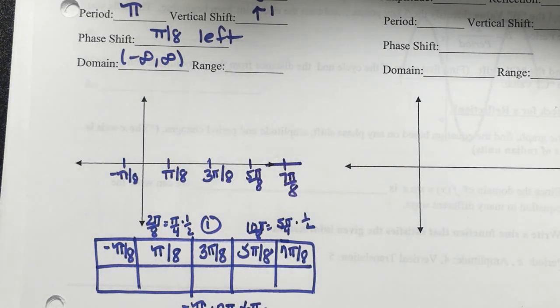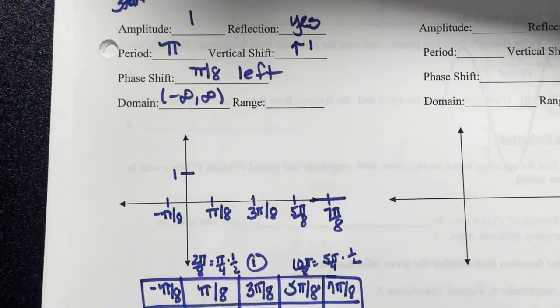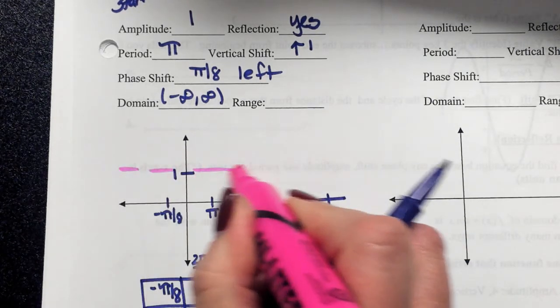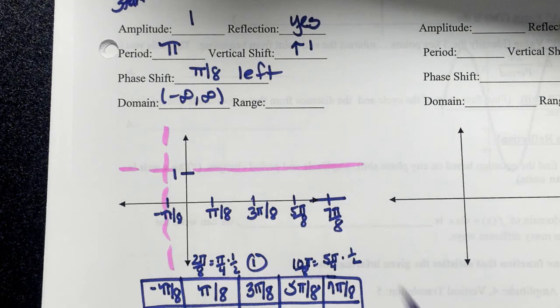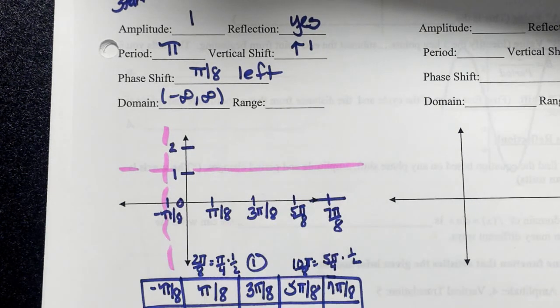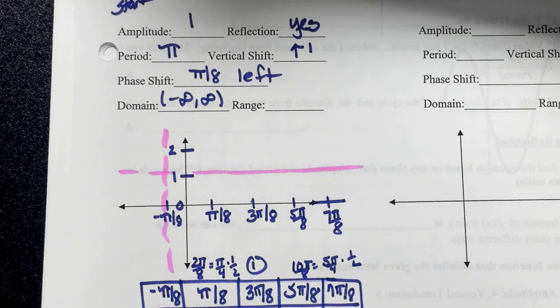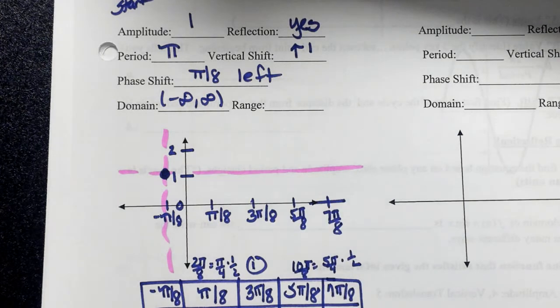Where's the baseline going to be? 1. So I know I'm going to start at the baseline of 1 and at negative pi over 8. I have an amplitude of 1, so my maximum's up at 2, my minimum's down at 0. Now I have a reflected sine. So where's that first key point going to be? Base, max, or min? Base. So negative pi over 8, 1.